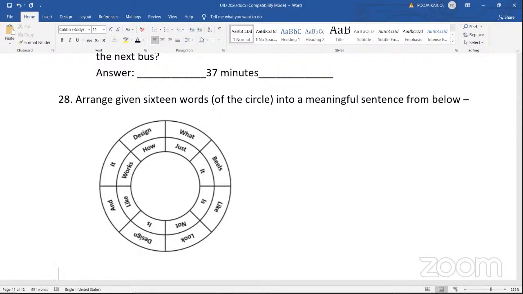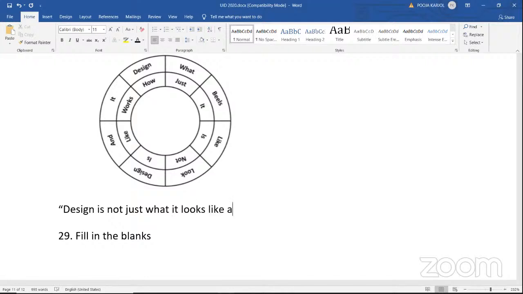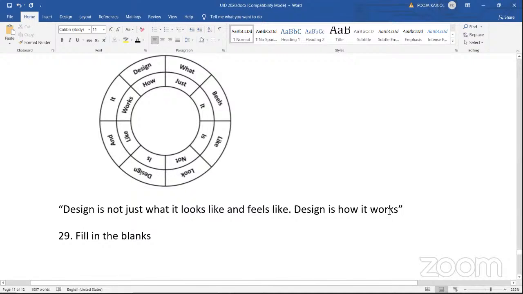Okay, I'll tell the sentence. Design is not just what it looks like and feels like. Design is how it works. That's the sentence, okay? You guys can look it up later. Compare and see.